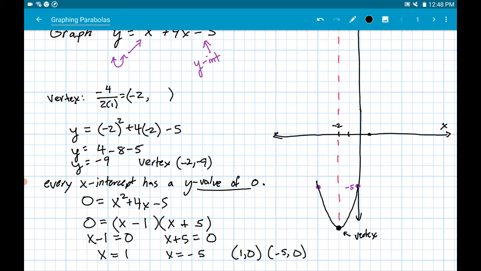It says there's 1 at 1. I'll label it as I go. And it says there's 1 at negative 5. 3, 4, 5. Are they equidistant from the axis of symmetry? 1, 2, 3 units. 1, 2, 3 units. They are. Seems reasonable. Let's see if I can make it pretty.